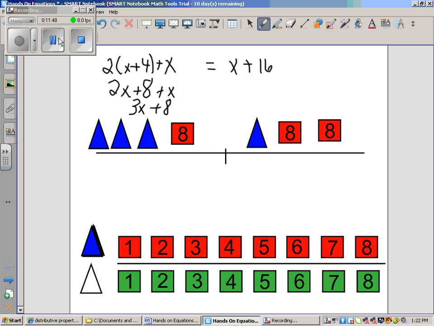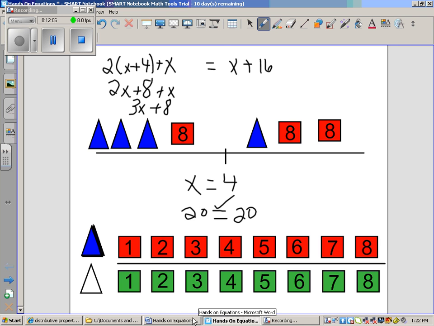I'm going to post the answer, so pause. If you need more time, you should get x equals 4 and 20 equals 20.